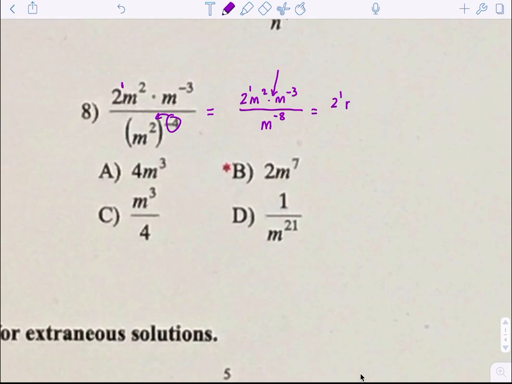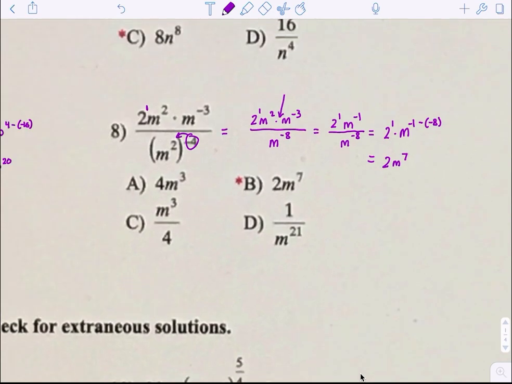and then m to the 2 plus negative 3, you guys, is negative 1, all over m to the negative 8. Alright, so now we have division, so 2 to the first times m to the negative 1 minus negative 8, because now there's division with common bases. So we have 2m to the 7th power, which is B.